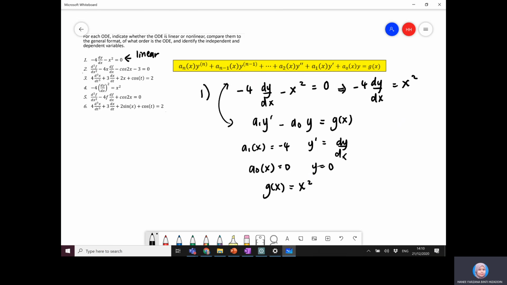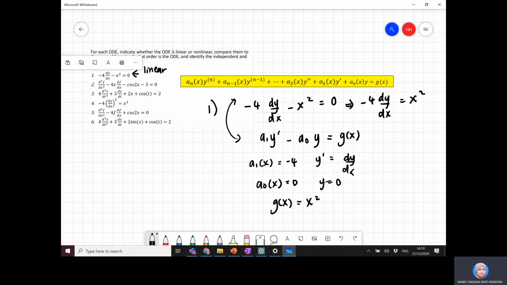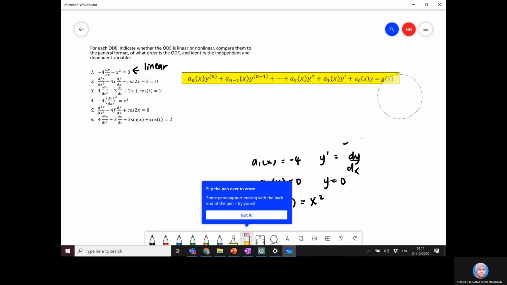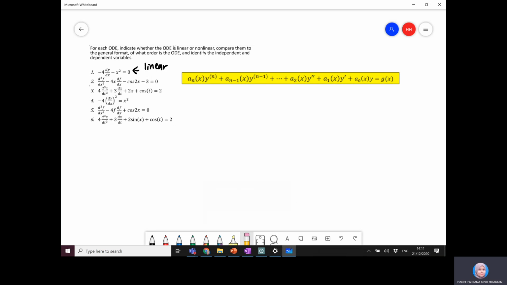Okay, what order is the ODE? It is first order. And identify the independent and dependent variable. So independent is x and dependent is y. Okay, so try to do the next one.